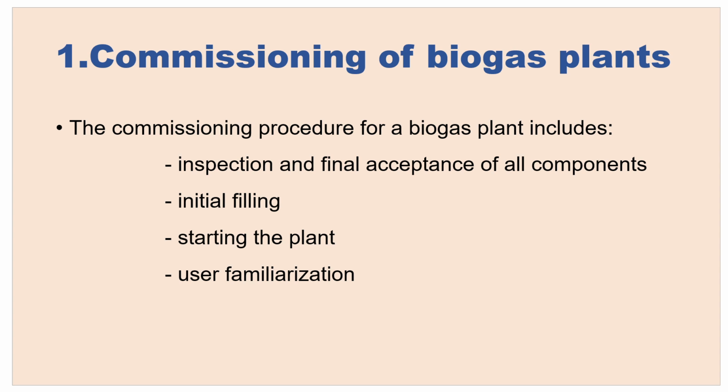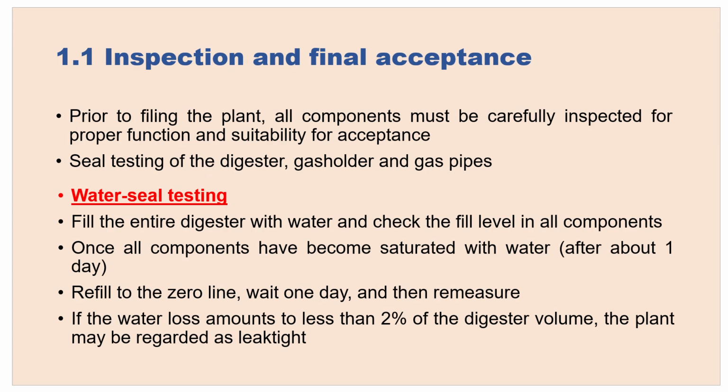Components include digester, gas holder, gas pipes, valves, inlet, outlet, etc. Then initially we have to fill the biogas plant, then start the biogas plant, then user familiarization. So first is the inspection and final acceptance. The proper working of a biogas plant basically depends upon how effectively the plant is designed and how effectively the planning takes place before the starting of this biogas plant.